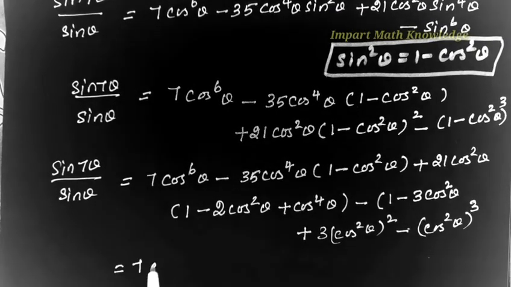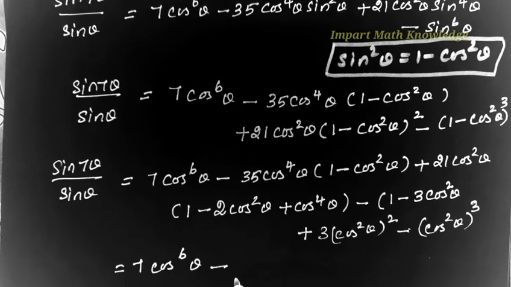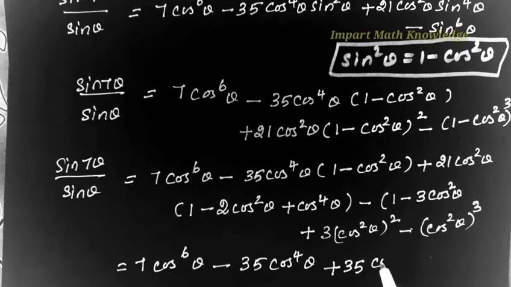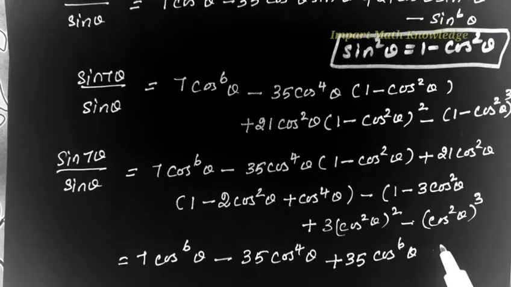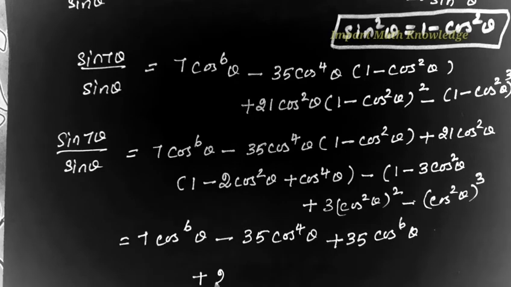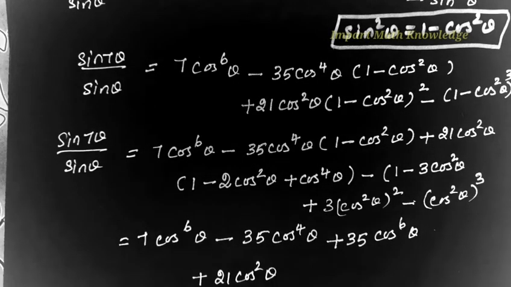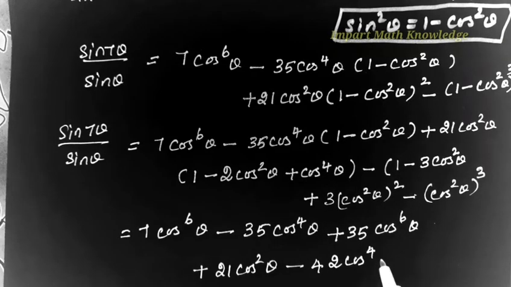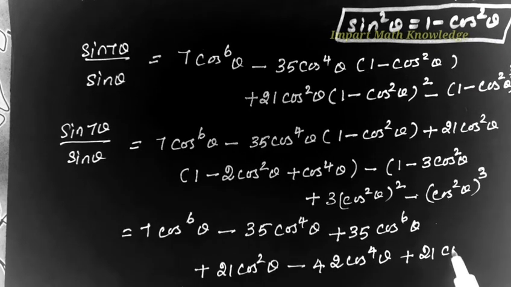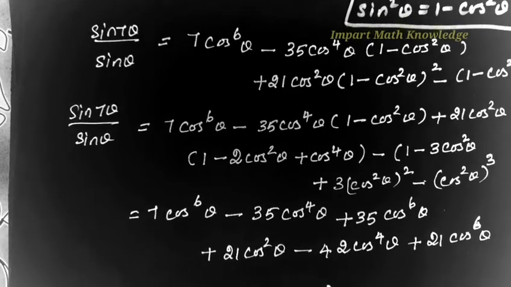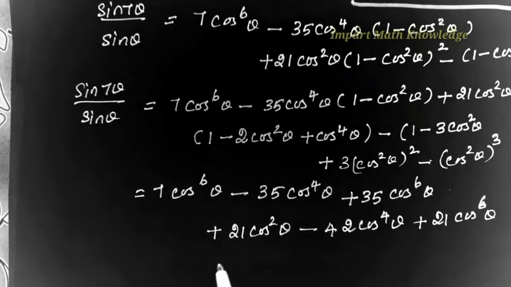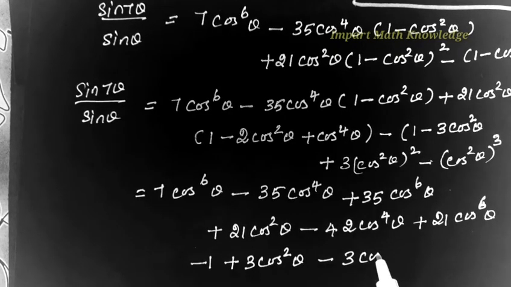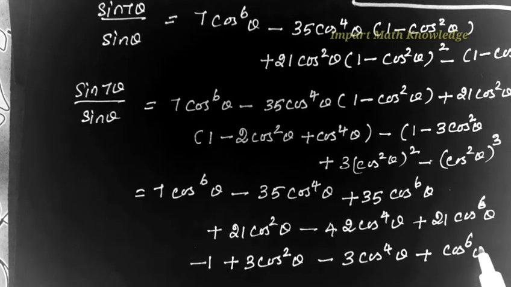Expanding this we get 7 cos⁶θ minus, operate 35 cos⁴θ inside, that is 35 cos⁴θ, minus into minus is plus 35 cos⁴θ cos²θ, which is cos⁶θ, plus 21 cos²θ into 1 is 21 cos²θ, 21 cos²θ into 1 is 21 cos²θ, 21 cos²θ minus 2 cos²θ is 42 cos⁴θ, plus 21 cos⁶θ. Now expanding the last term, minus into 1 is minus 1, minus into minus is plus 3 cos²θ, minus 3 cos⁴θ, plus cos⁶θ.